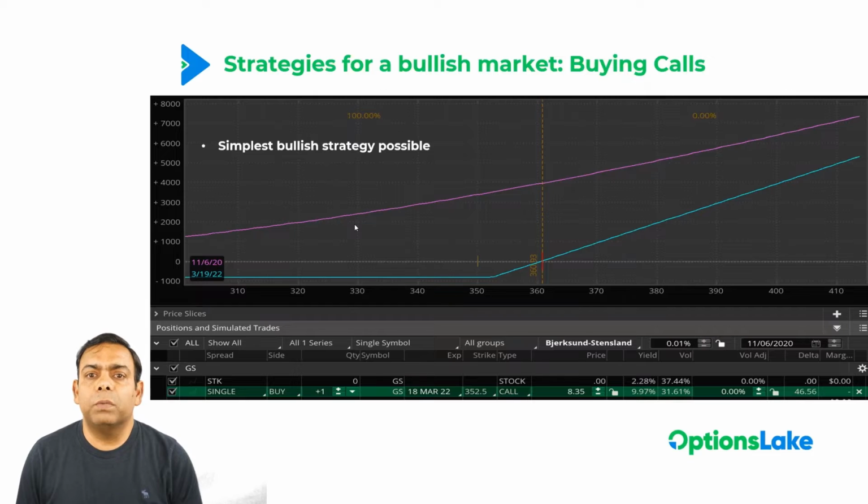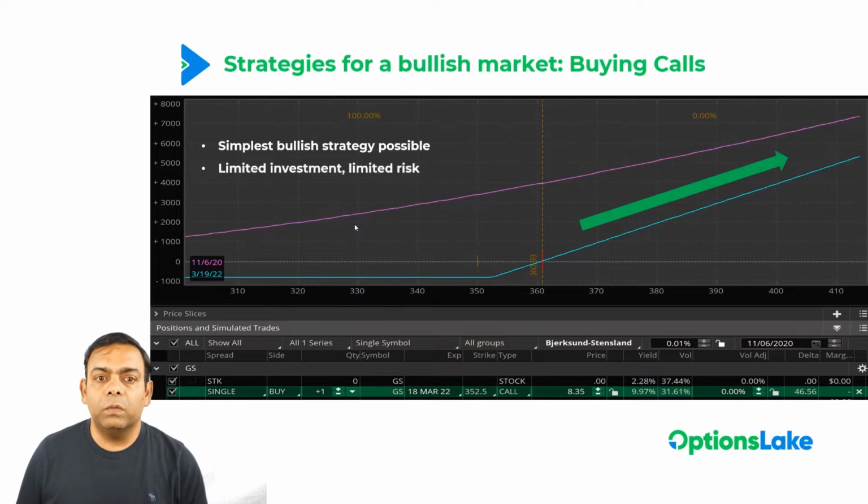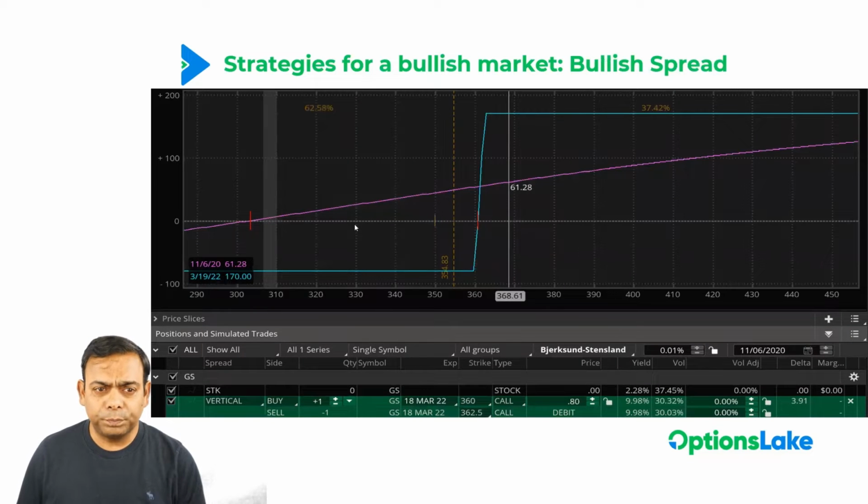This is the first bullish trade, which is buying a call. This is the simplest of the strategy where it has a limited investment or risk and theoretically unlimited upside as indicated by the green arrow.